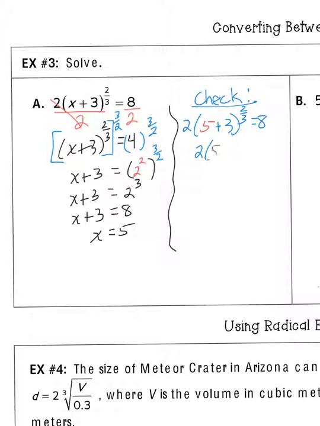So I get 2 times 8 to the 2/3 is equal to 8. Here's a quick way to check it when you have a fractional exponent. This means the root, so this is the cube root of 8. Well, the cube root of 8 is 2, and then 2 squared is 4, and then 4 times 2 is 8. So 8 equals 8. Check. So x equals 5 is a good solution.